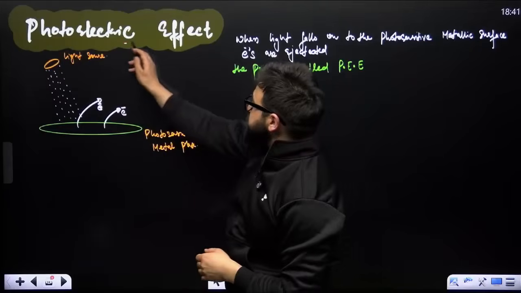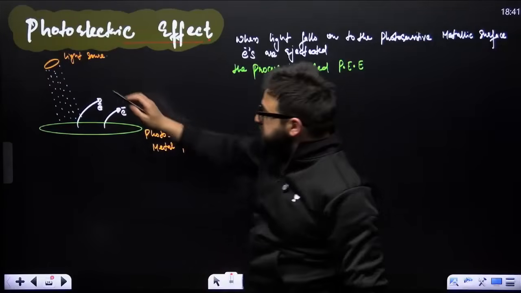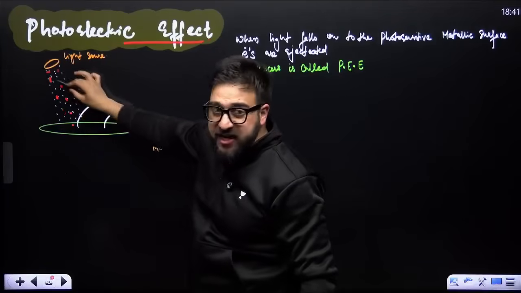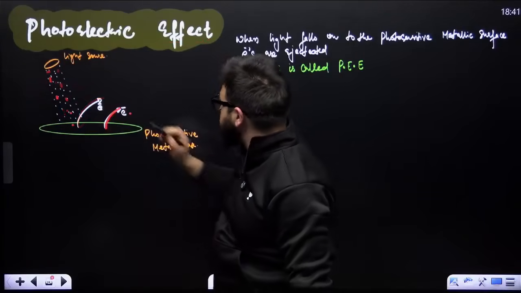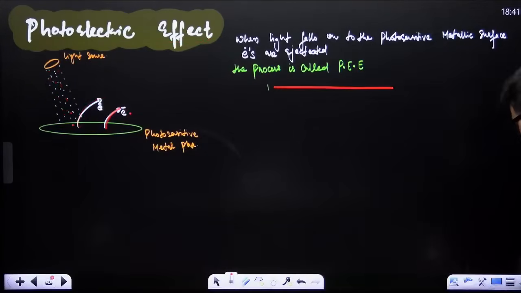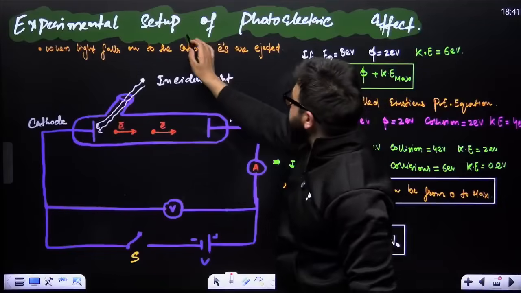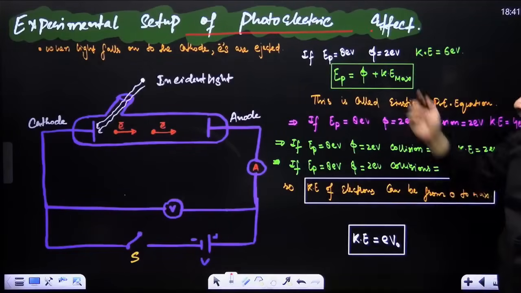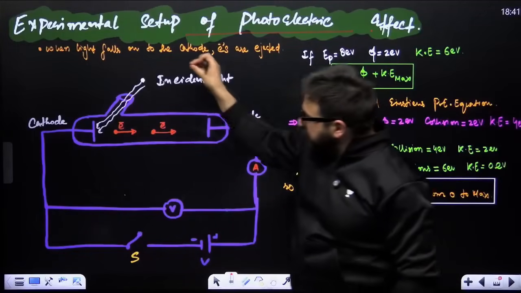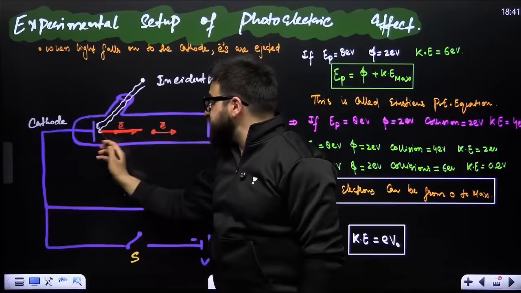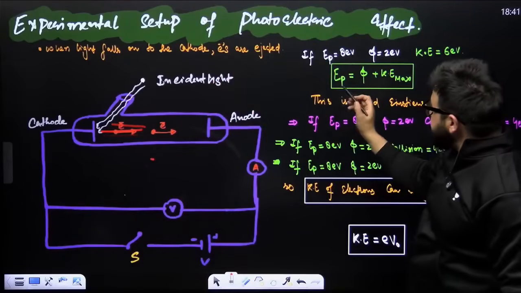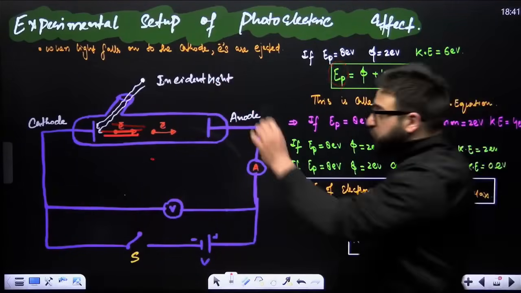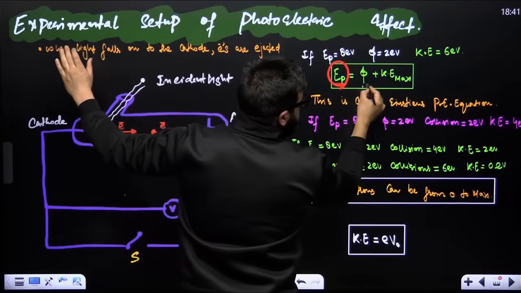Now, my dear NEET aspirants, we have the photoelectric effect. The photoelectric effect is when photons fall on a metal surface, light falls on a metal surface, and electrons are ejected from the metal surface. This phenomenon is called the photoelectric effect. Then, my dear NEET aspirants, we look at the experimental setup of the photoelectric effect. When photons fall on the metal surface, electrons are ejected. The energy of a photon is used in the work function.